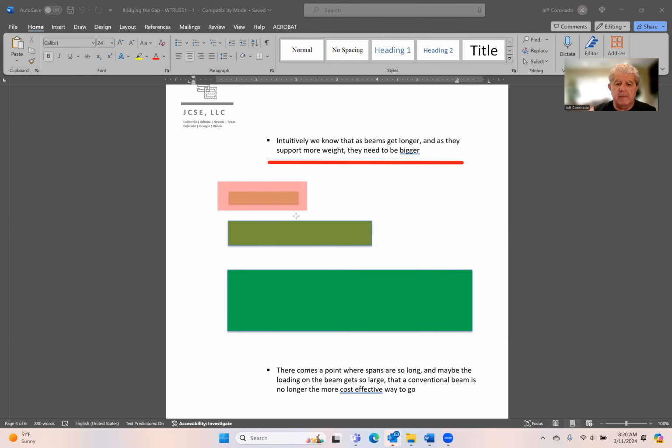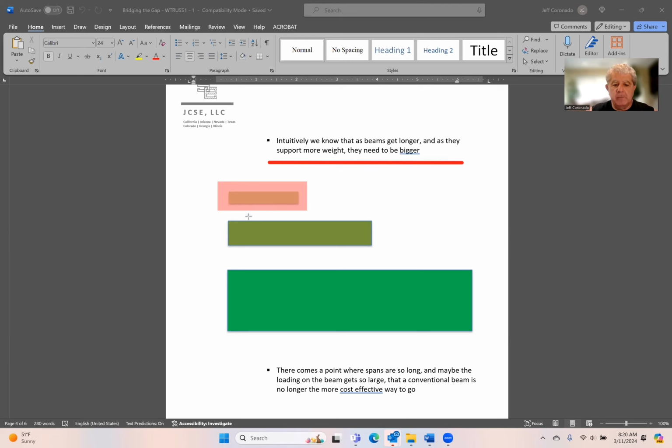If we have a beam that's a certain length, and this is like if we were looking at the beam from the side, right? This is the length of the beam. So if we look at this as the length of the beam, here's our beam representation. If we have a certain length beam, it has to be a certain width, it has to be a certain depth, right? It has to be a certain size.